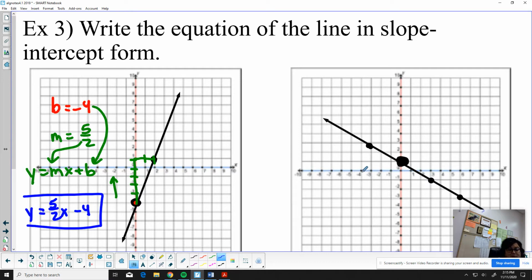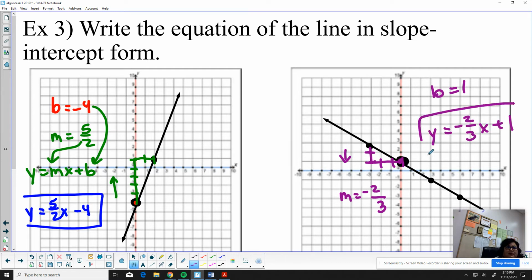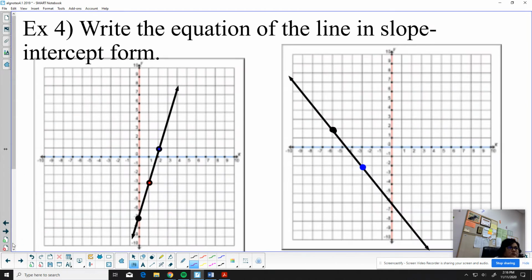Okay, you press pause and try this one, please. Okay, so my b here is positive 1. It's right there going up 1. And then my slope is down and over. Down meaning negative. 1, 2. So my slope is negative 2 over 1, 2, 3. So with these two pieces of information, I can write it. So y equals negative 2/3 x plus 1 is my answer. There's several of those on the worksheet. So I'm going to let you go ahead and give the worksheet a try here in just a minute.